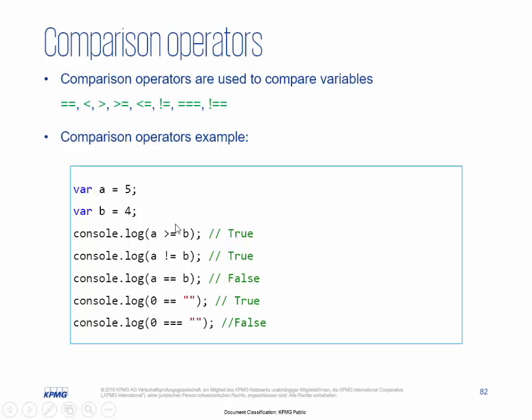So for example, you can see here that if you do 0 and you put an empty string, they are considered equal if you use the double equality. But if you do a triple equality, this will give you false, because they are not really the same thing. But according to JavaScript, they could be equivalent.